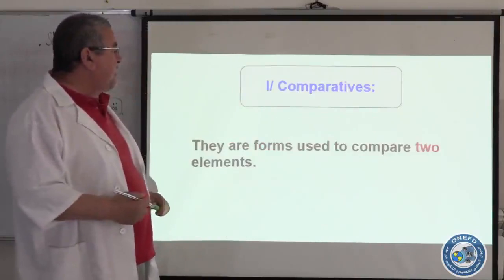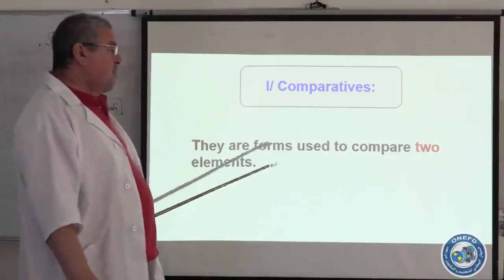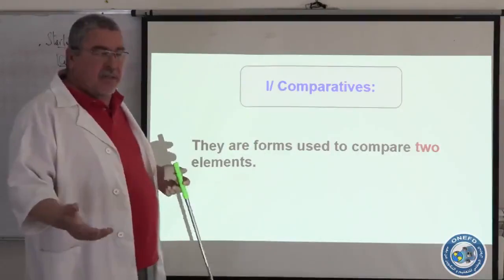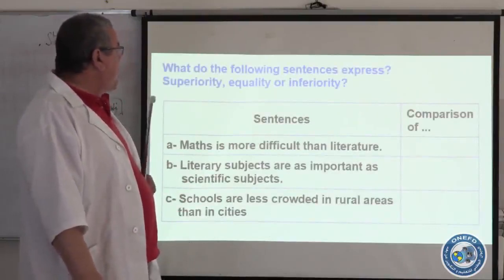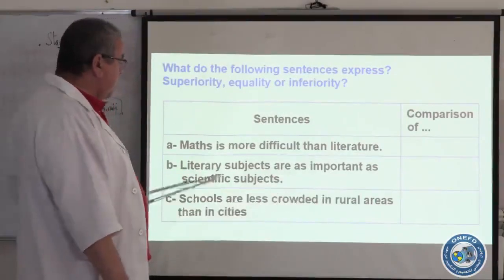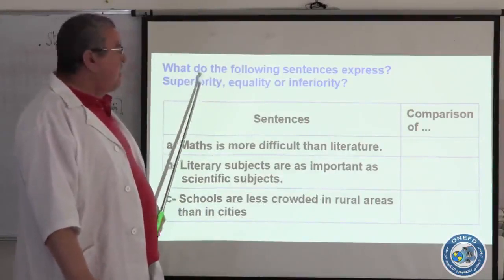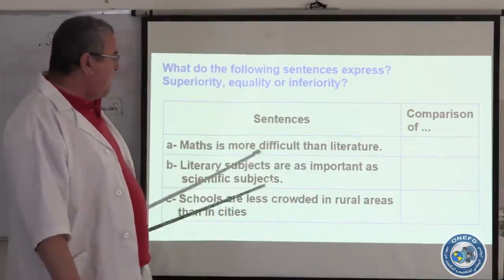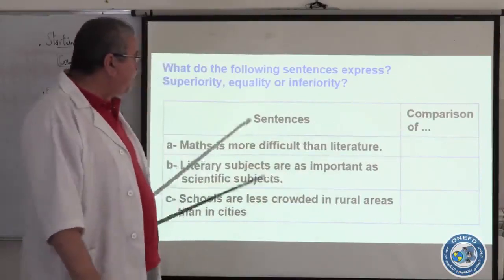Let's start with the comparatives now. What are comparatives? They are forms used to compare two elements, that is element A and element B. Now, let's ask this question: what do the following sentences express? Here are the sentences we're talking about. What do they express? Do they express superiority, equality, or inferiority? So, here are the sentences, and those are the notions.